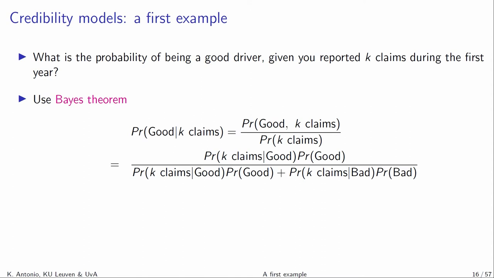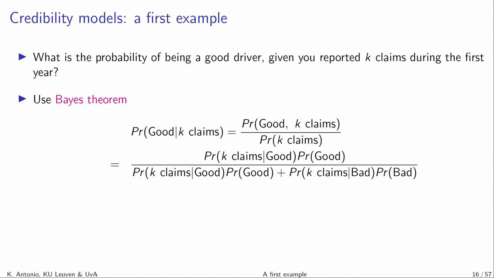So what you do is you apply the Bayes theorem. You say that conditional probability can be written as such. And if you look here at the probability of being a good driver and reporting K claims, that can be rewritten as such. And if you look here at the probability of reporting K claims, you can use the law of total probability and rewrite it as such, right?